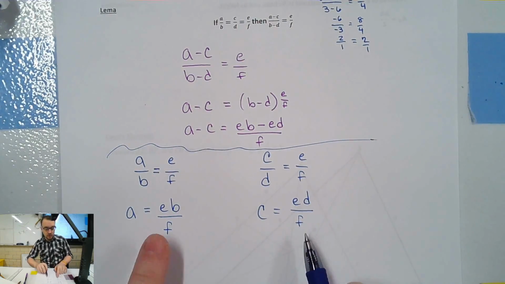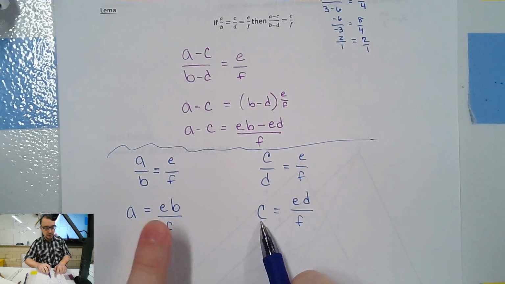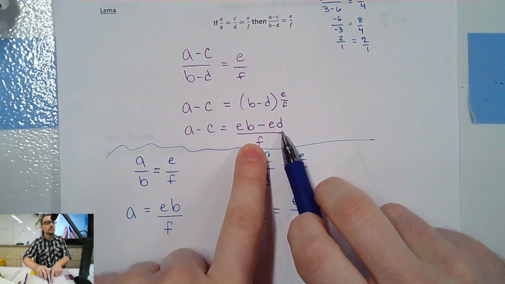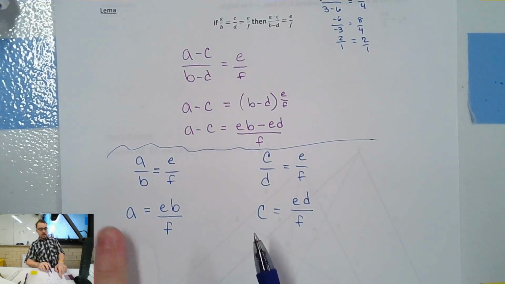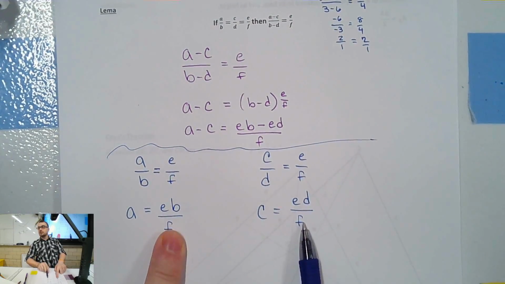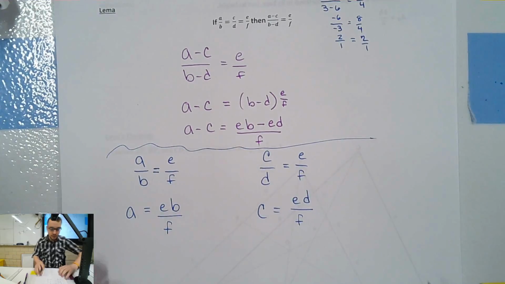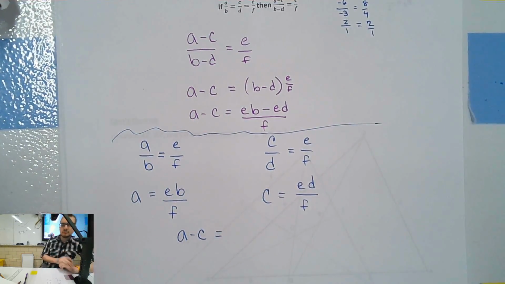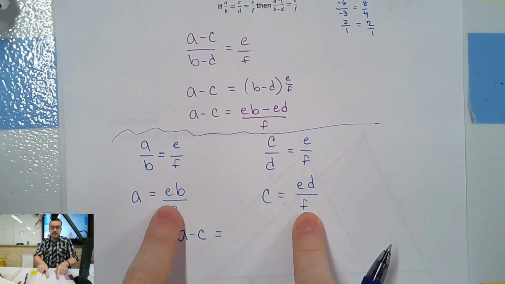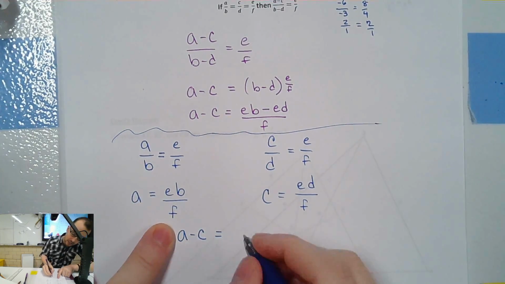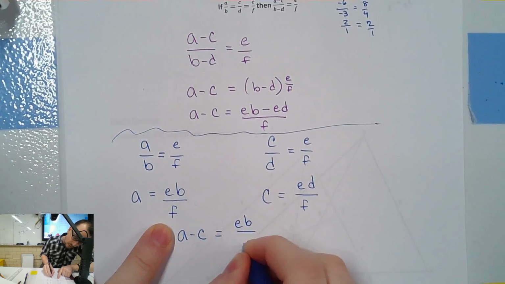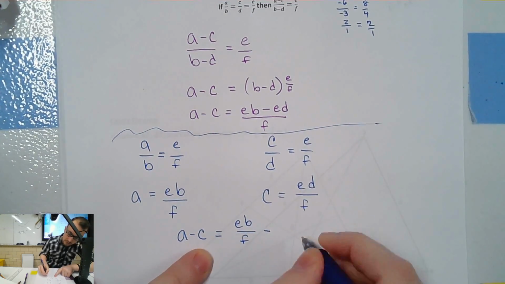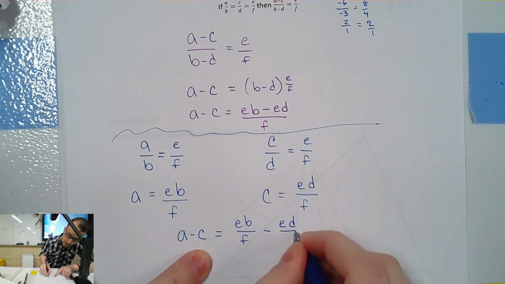Now I think you might see where I'm going with this. A minus C should be this minus this, right? And that's going to give me this. So if I do that, I'm going to say, look, I can take A and subtract C anytime I want. I can't tell you what it equals, I can't be like, hey, it equals 5 or it equals Z or something, right? But I can tell you that, well, if A is EB over F, if I substitute, I get EB over F minus substitute ED over F.